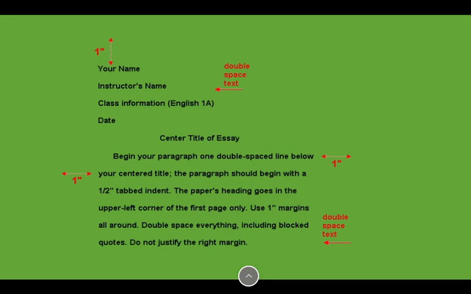So this is what a typical MLA formatted paper looks like without the page number at the top. So as you can see, you have your 4 key pieces of your header. And then if you notice, the title is centered.